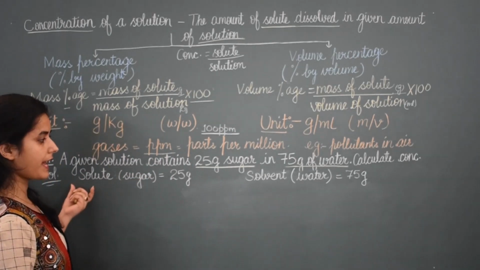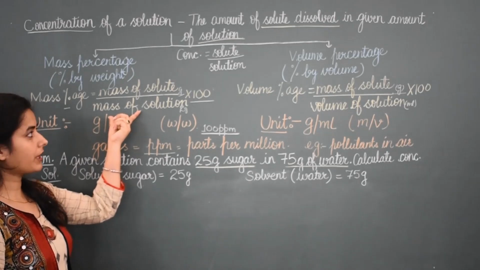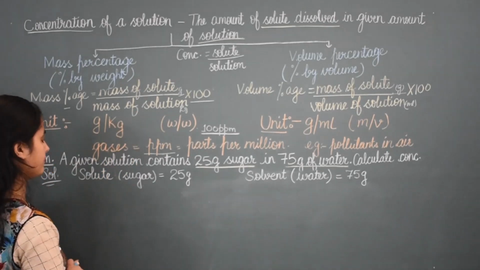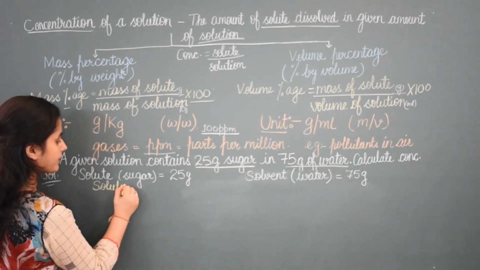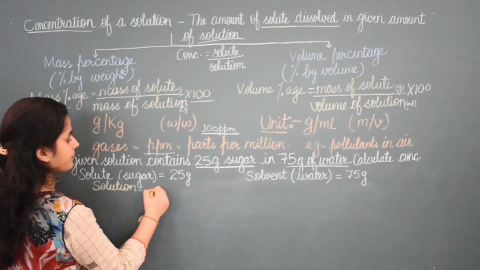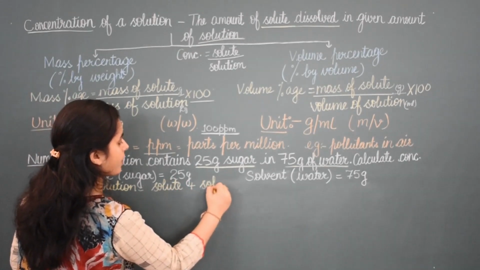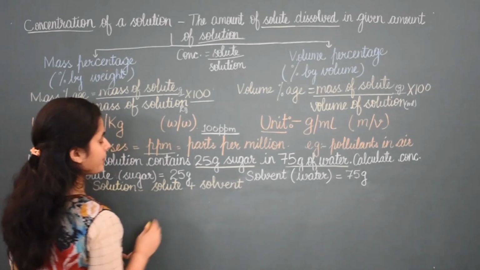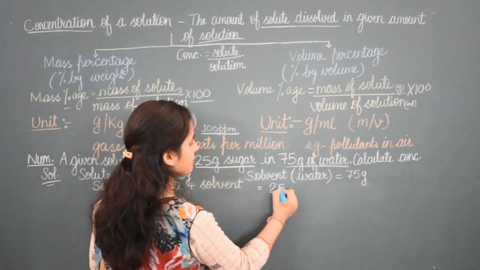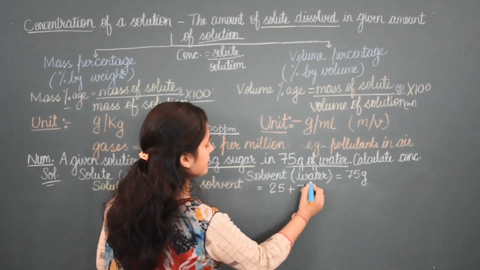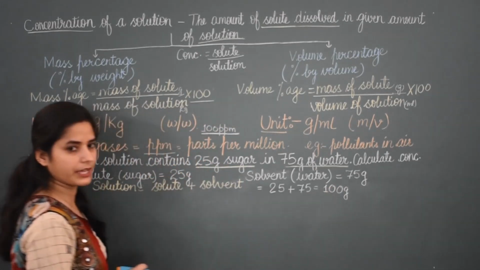Now solute we have, solvent we have. But according to these formulas, first we need the solution. So first of all we have to find the solution. How can we find the solution? Simply solute plus solvent. By this we can find the solution. Here solute is 25 gram and solvent is 75 gram. That means total 100 gram of solution we have.